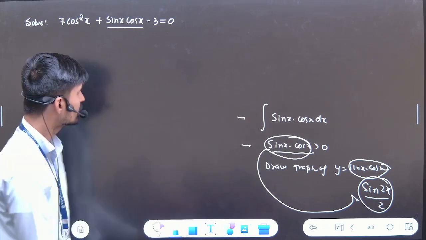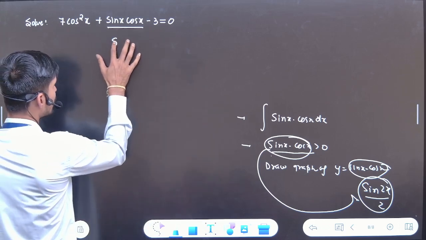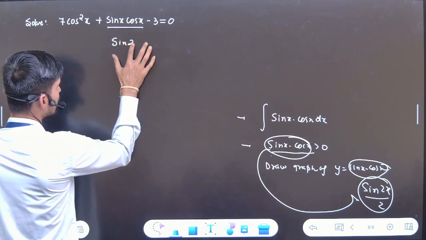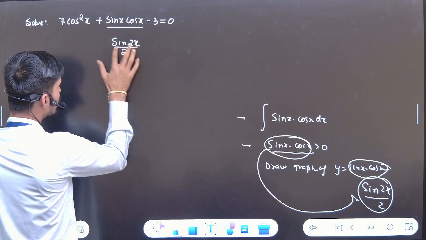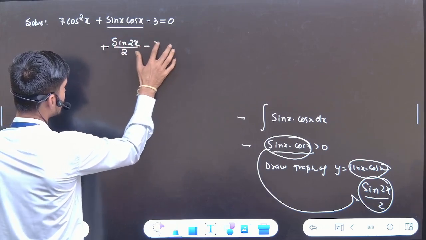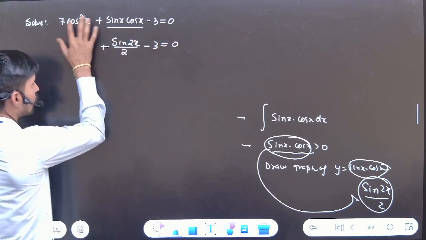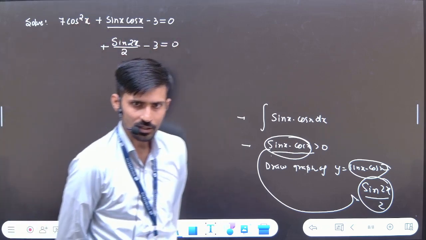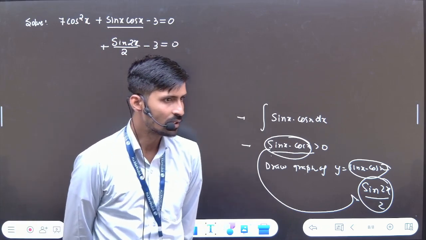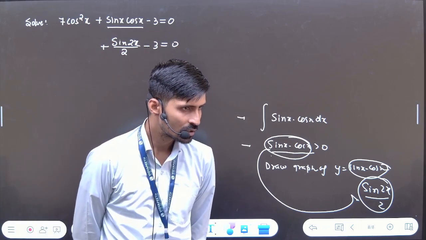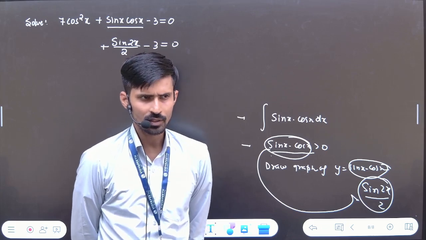What is the first thing? This sin x into cos x will get changed into sin 2x by 2 plus minus 3 equals 0. Now cos square x, what will I do with cos square x? 1 minus sin square x, I will not write.